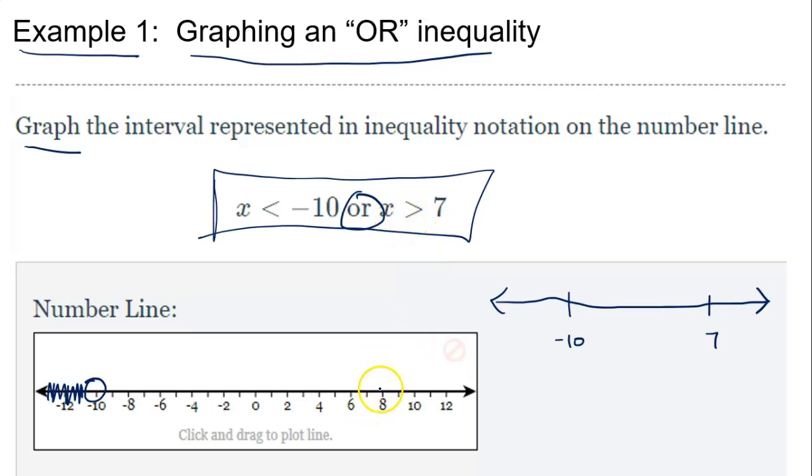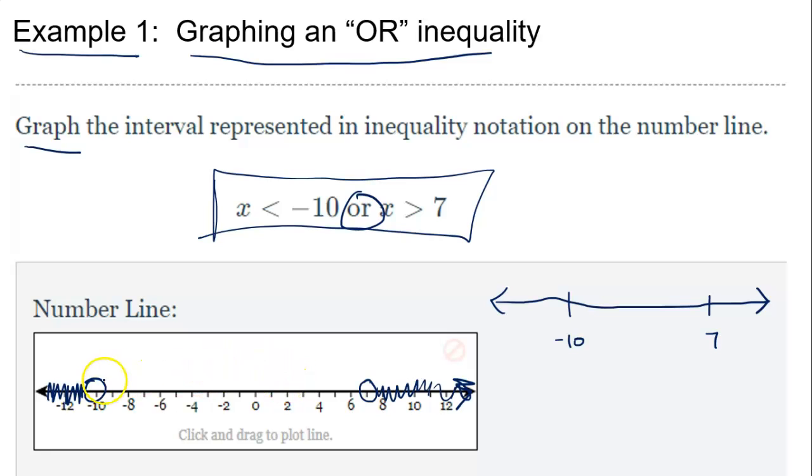Or a number could be greater than 7. I'm going to put an open circle on the 7 and shade to the right to show the numbers that are greater than 7. Again, I used an open circle because there's no lines underneath my inequality that tell me to include -10 or 7. This is an out between is what I call it because we shade on the outsides, not an in between where we shade in the middle.